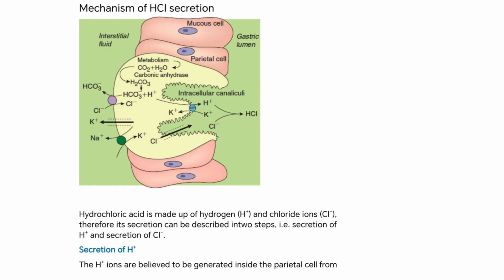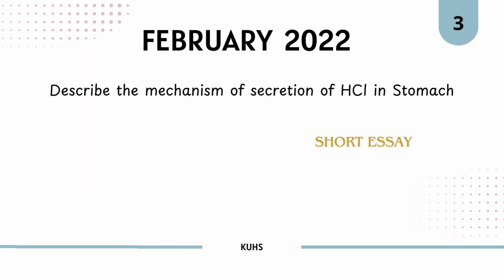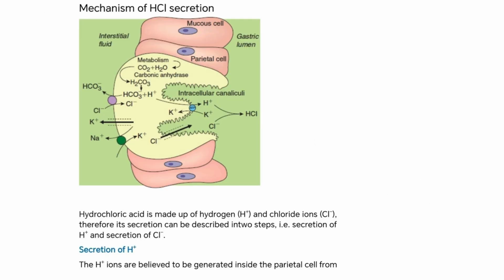Then the next question is to describe the mechanism of secretion of HCl in the stomach. It is a favorite question for internals. It was a frequent question in previous years, but for our university this year we didn't get this question. For the short essay, this was the answer provided by one of my professors, and it tells the mechanism of HCl. This diagram is really important. It shows what all happens. Diagrams and flowcharts are really important.